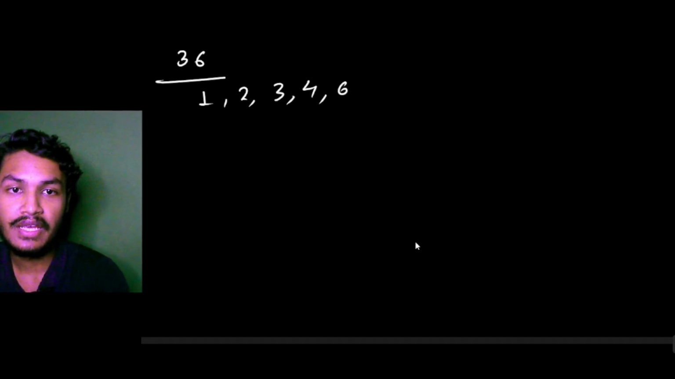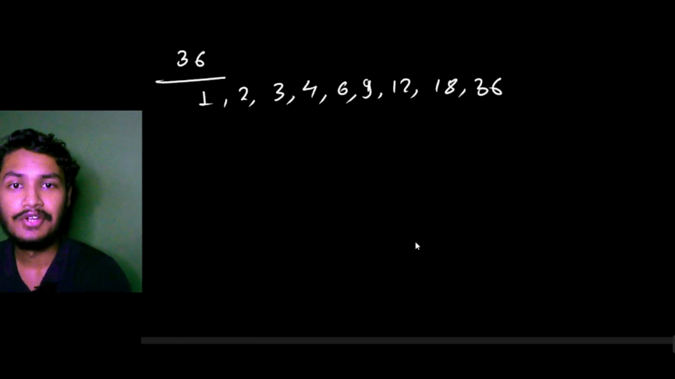The number was 36. What numbers can divide this number completely? The numbers were 1, 2, 3, 4, 6, 9, 12, 18 and 36. Do we observe something?